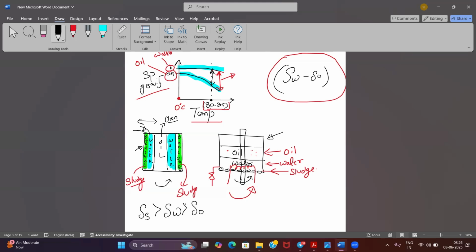My sludge will be pushed outwards because it is a heavier particle, due to centrifugal force. When the centrifugal force acts and you're rotating this drum or tank at a high RPM, because of the centrifugal force, the sludge and the water particles having higher densities will be thrown outward, and the clean oil will remain in the internal part of your purifier.